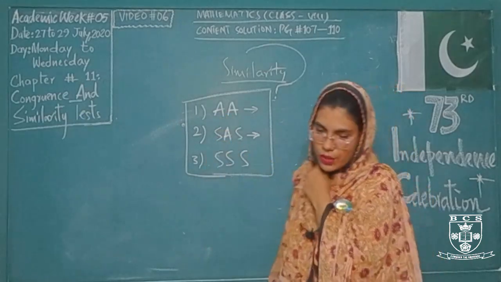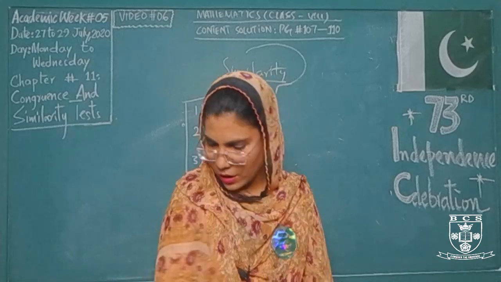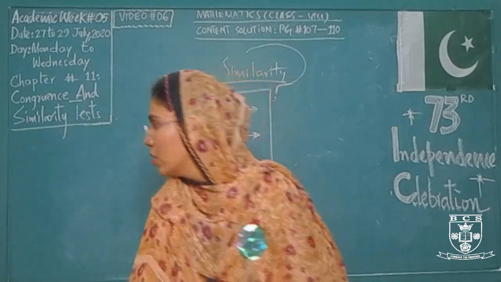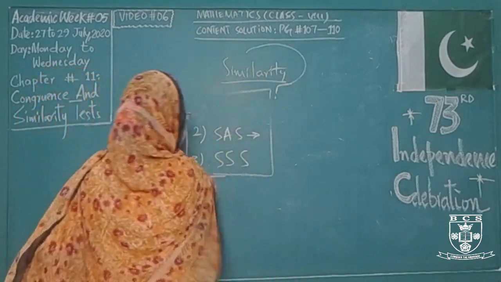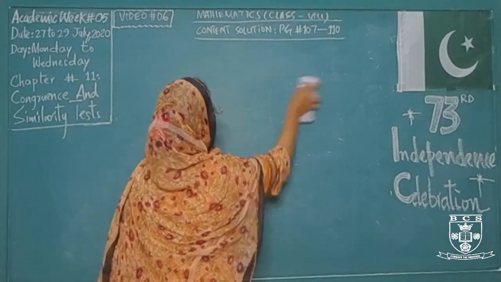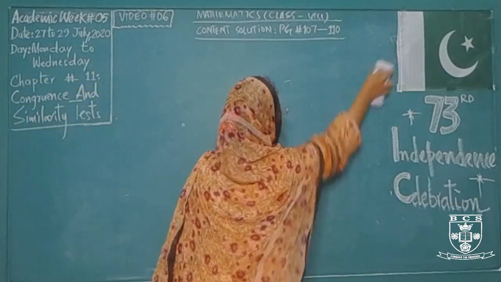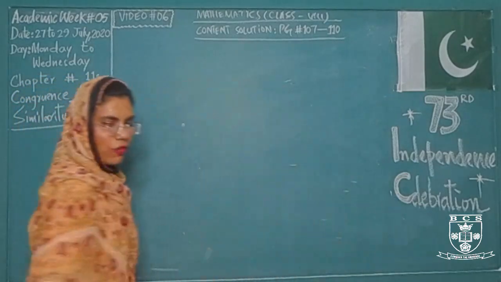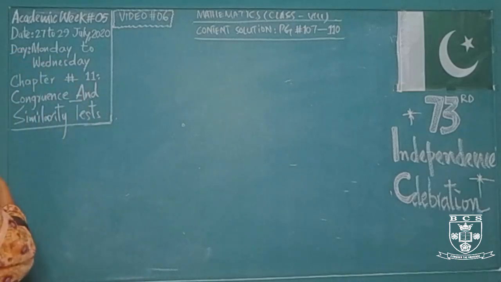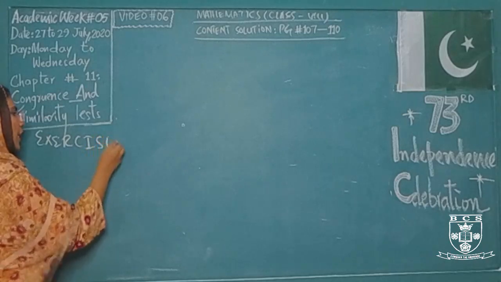For the first triangle, as in the last class I drew all the triangles for congruence, today I am also drawing all the triangles from your question number 1 for proving the similarity test. As you know, this is the very first basic question for similarity, so you must understand this question clearly.